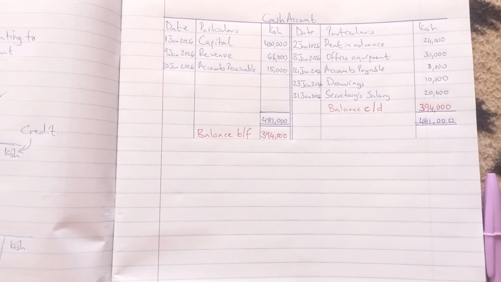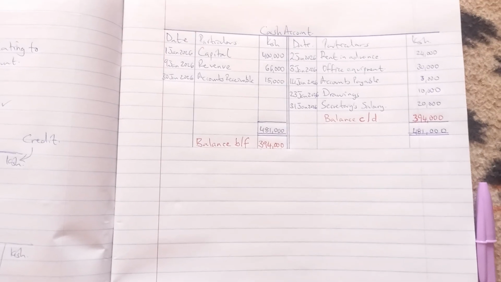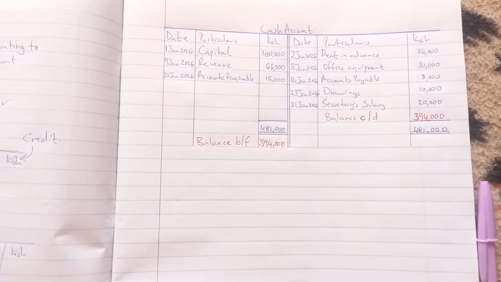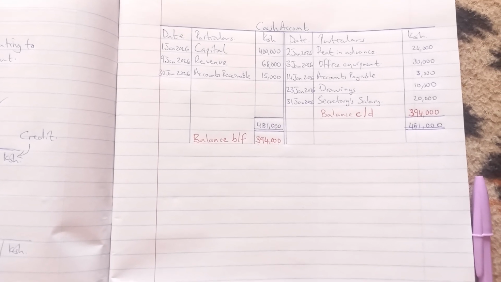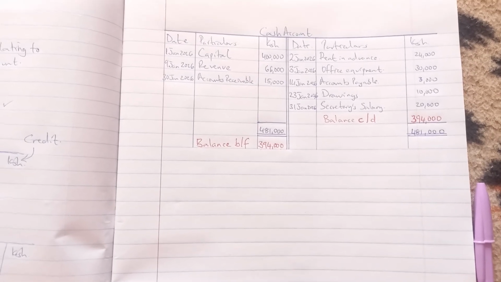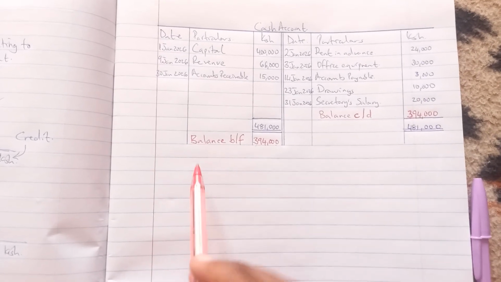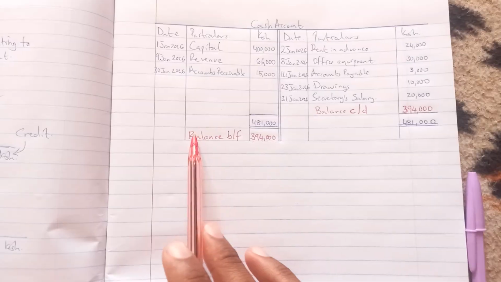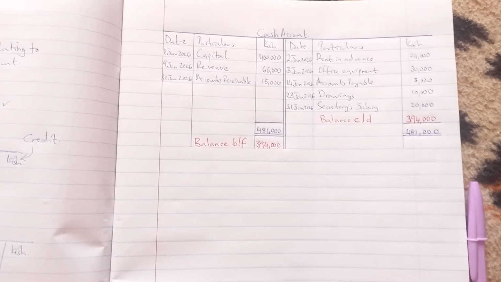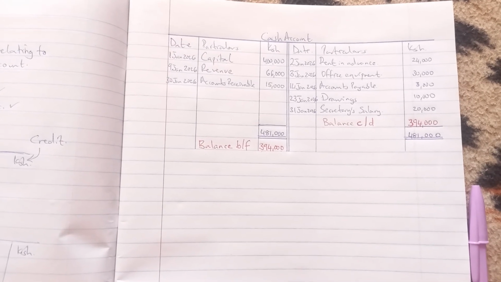394,000. So I hope you've learned how to create an account, how to look for the difference, how to close a ledger account, and how to bring forward that balance, and to know the balance of that account. Now, you see this balance? This balance is what you will use to create a trial balance. And that one will be on the next video.